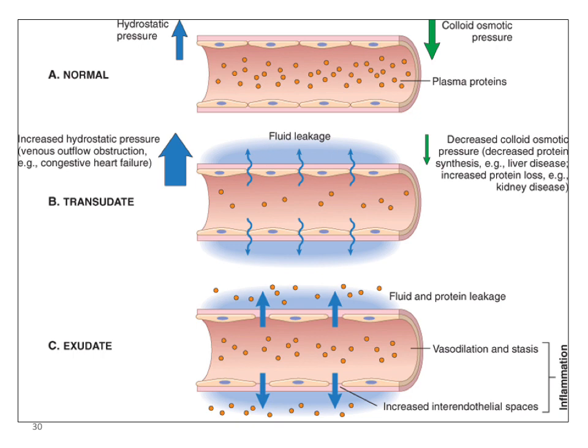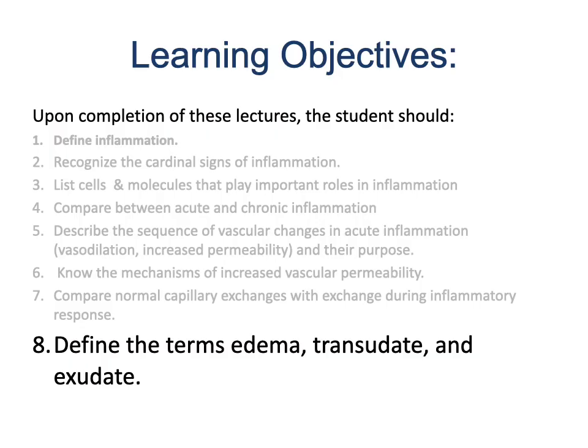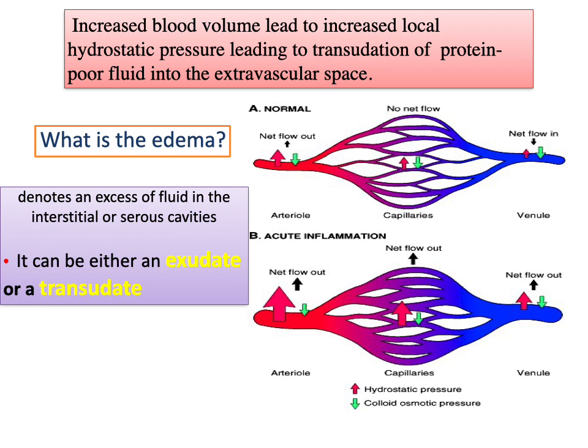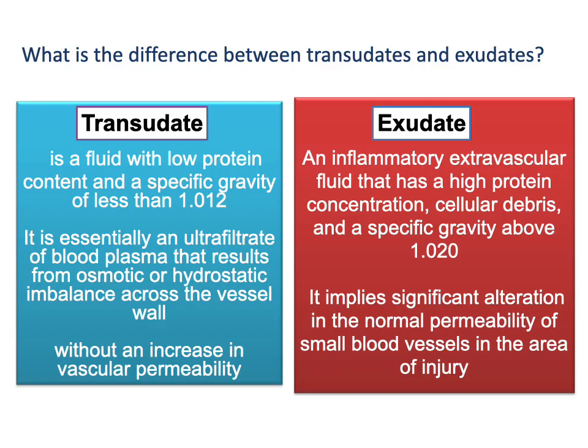Now, if there are aberrations in the fluid balance, there's going to be leakage of fluid outside. And leakage of fluid outside is called edema. Fluid nigawas sa blood vessels papunta sa tissues. So essentially, that is edema. Now, edema can be transudative or exudative.